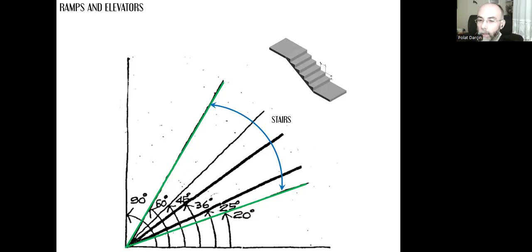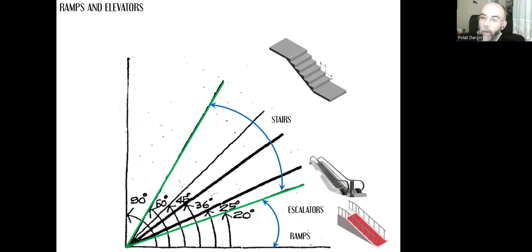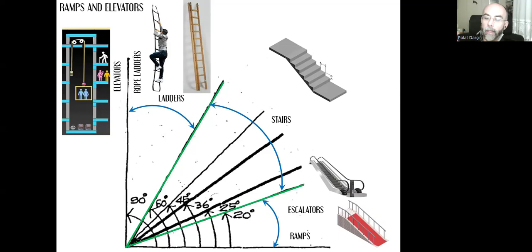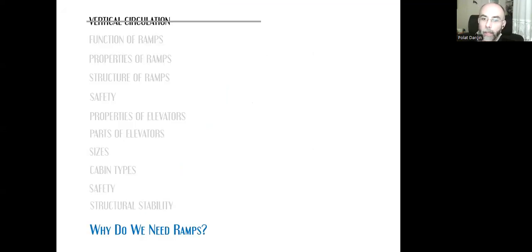But if we need a slope that is lower than 20 degrees, then we should either design a ramp or an escalator. And if you need something bigger than 60 degrees, then it's called a ladder. We can have rope ladders. It's a vertical surface now. And there's this line here. The other side of the line will be the elevator. It's the moving cabin.